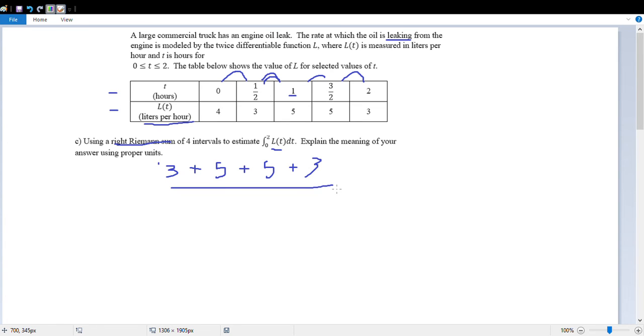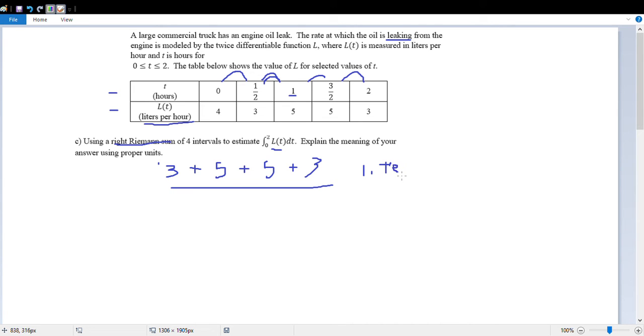And then there's no reason to add that. We should be able to add that without making a mistake, but it's not worth it. It's a waste of time. We are going to make sure we put units on our answer, though. We are integrating liters per hour, so we're just going to remove a per. So this is liters.